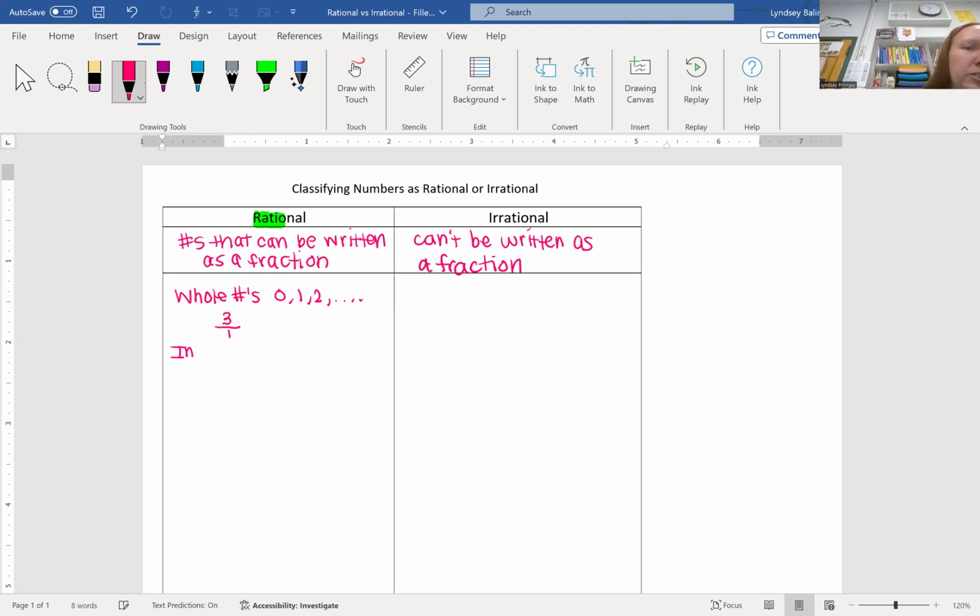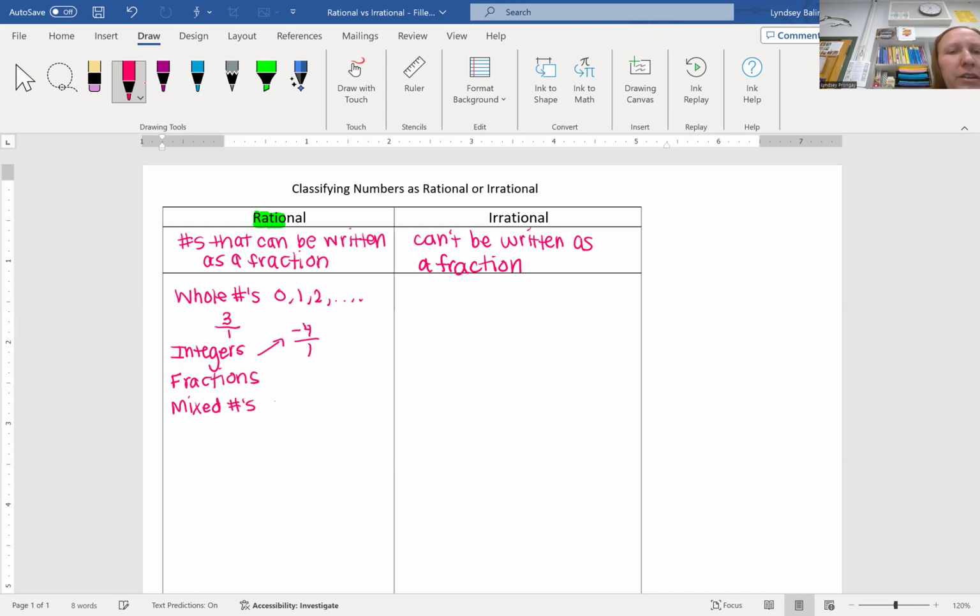Integers. The negatives are also rational, because if you have -4, I can put it over 1 and make it look like a fraction. So our nice whole numbers and our nice integers are all rational. Obviously, things that can be written as fractions are rational. Also, mixed numbers.